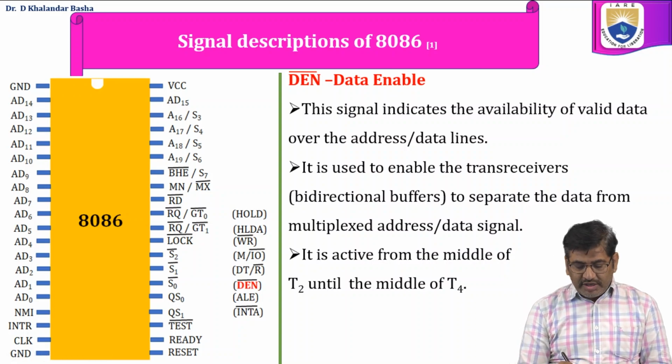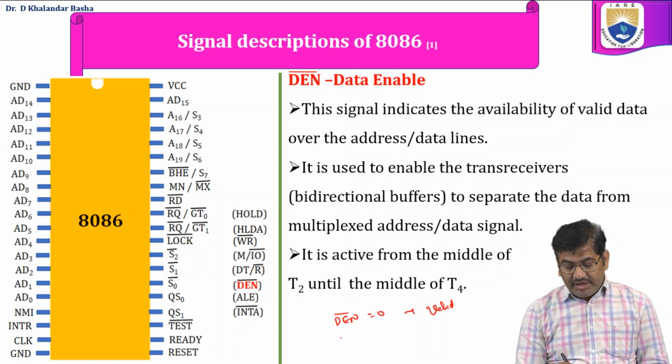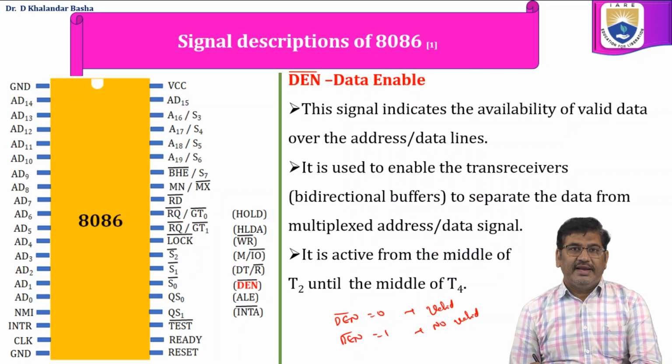Whenever DEN bar is equal to 0, it indicates that valid data is present. Whenever DEN is equal to 1, it indicates that whatever information exists on the address data lines is not valid.